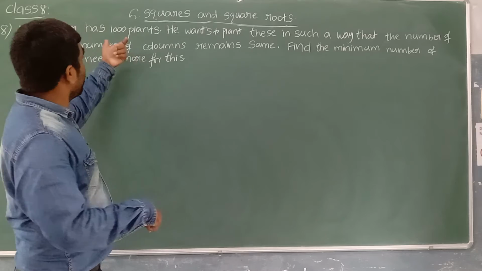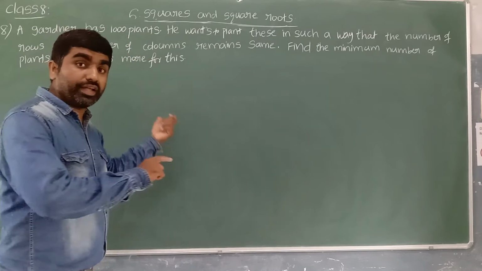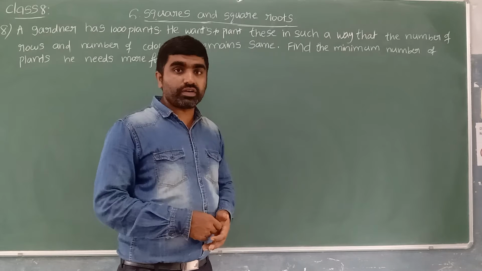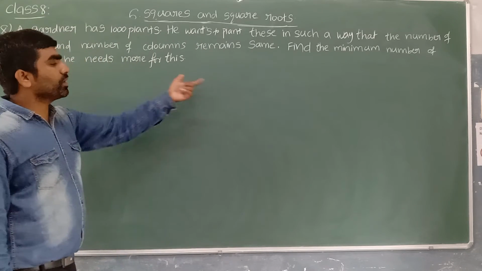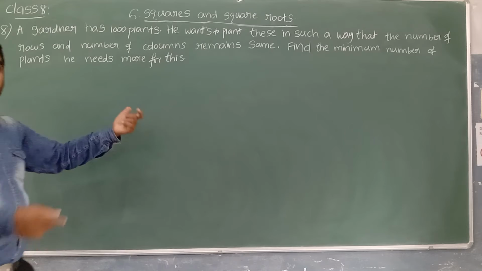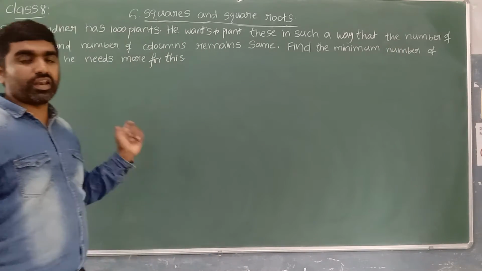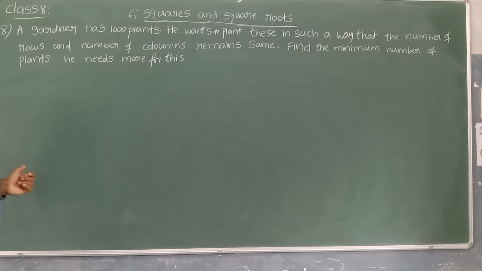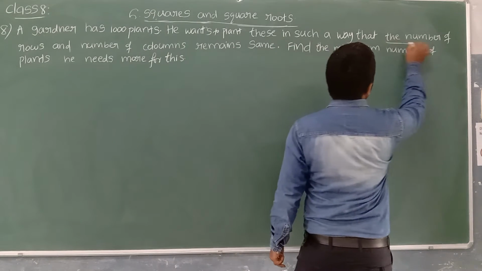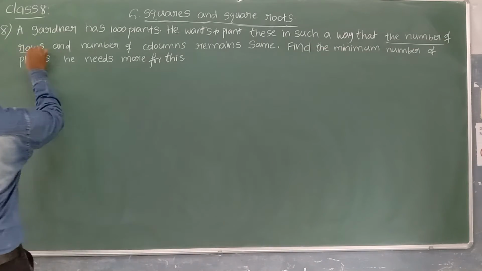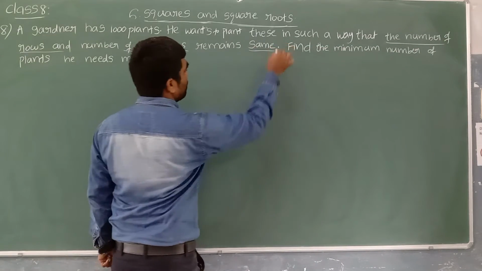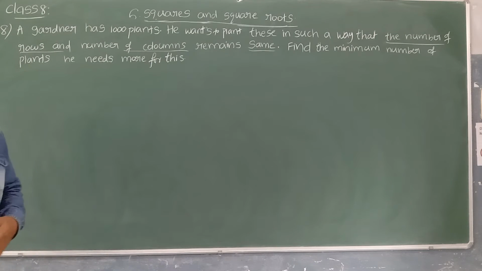So are 1000 plants sufficient to arrange rows and columns equally? If not, tell me how many minimum number of plants are required to make this arrangement. In which arrangement should he plant them? The rows and columns are equal. See the question: they said the number of rows and number of columns are the same. 3 rows, 3 columns; 5 rows, 5 columns. We don't know how many rows and columns there are, but we know that rows and columns are the same.